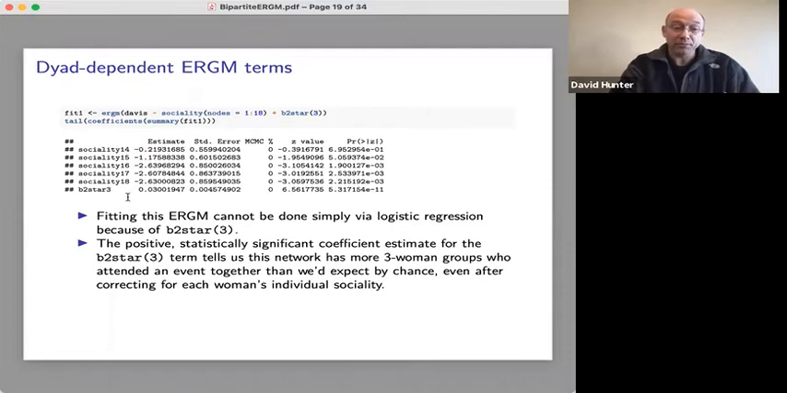If you look at the bottom here, you'll notice that I've cut off most of the sociality coefficient estimates, and down here at the bottom we see the 3-star coefficient estimate, which is positive, and it's highly statistically significant with a p-value of 10 to the minus 11th. What this tells us is that in this particular network, we see more of these 3-woman groups who attended a single event than we would expect by chance alone, even if we correct for each individual woman's propensity to attend events overall.